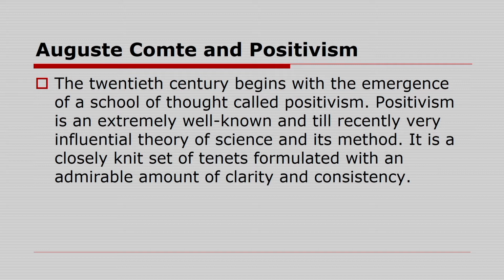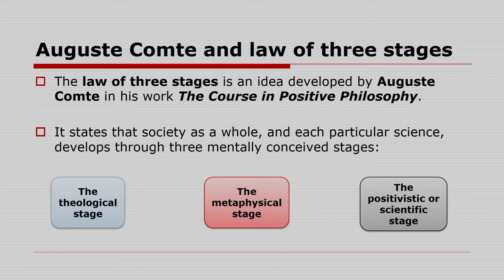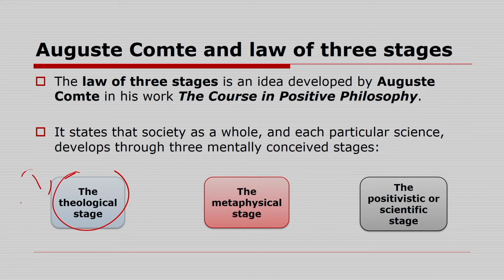But before coming to positivism, let us see how Auguste Comte tried to design different stages through which we have made a transition to positivism. It is popularly known as Comte's law of three stages. The law of three stages is an idea developed by Auguste Comte in his work, The Course in Positive Philosophy, which states that society as a whole and each particular science develops through three mentally conceived stages. One, the theological stage. Second, the metaphysical stage. And the third, the positivistic or scientific stage.